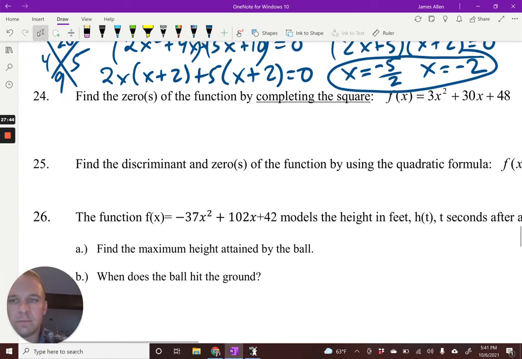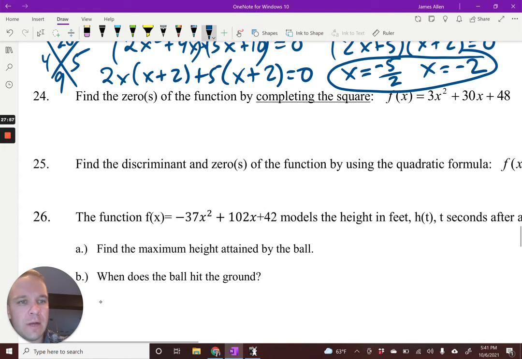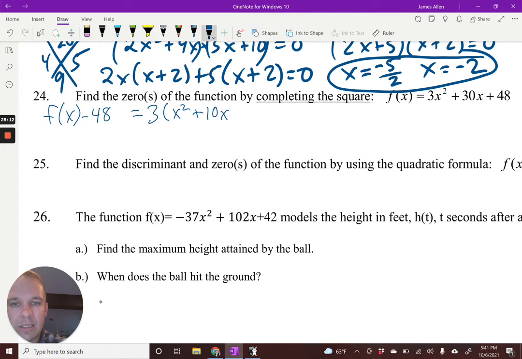Number 24. Find the zeros of the function by completing the square. And with the leading coefficient. Completing the square again. Now I feel like I need to go back to the thinner marker here. I feel like I'm going to run out of room. Okay. So I'm going to rewrite it over here and move that 48 over. So I have f of x minus 48. Leave a space. I'm going to take out the GCF of 3, and that's x squared plus 10x. Leave a space.